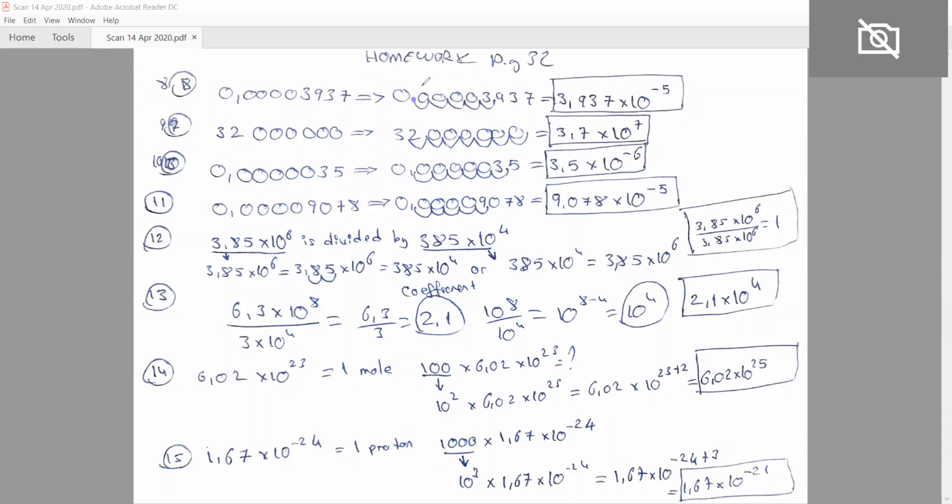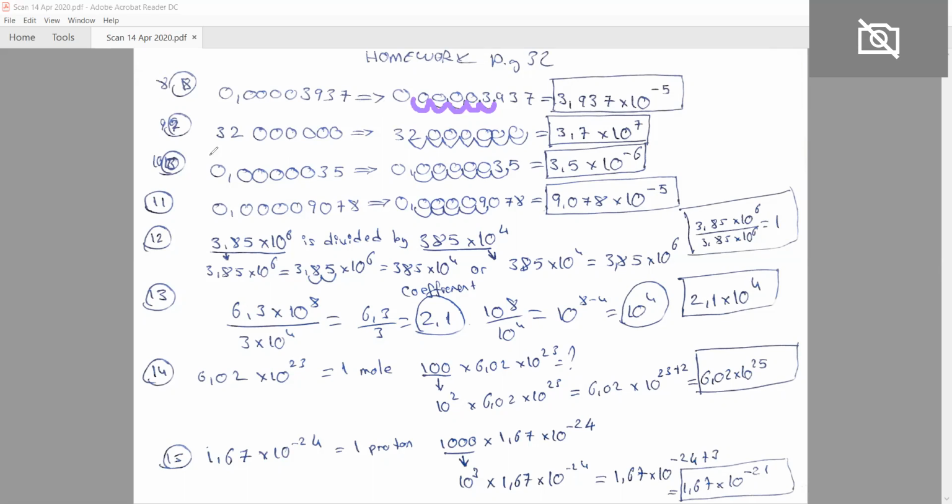If I start from here and move this comma to the right, 1, 2, 3, 4, and 5. So I move this comma 5 times, and now I'm going to remove the zeros. My number becomes 3.937. And remember, the number of times you move this comma from left to right is going to be your power. So 3.937 times 10 to the power of -5. Why is it not a positive number? It's negative because the number is very small. Remember, we use the negative power for very small numbers and positive power for very big numbers.